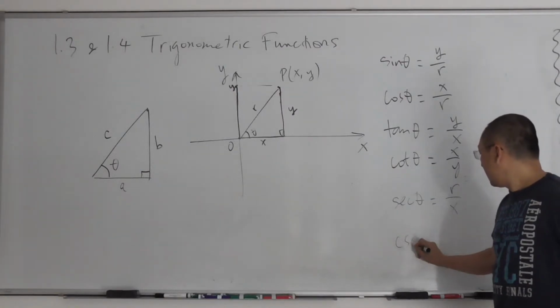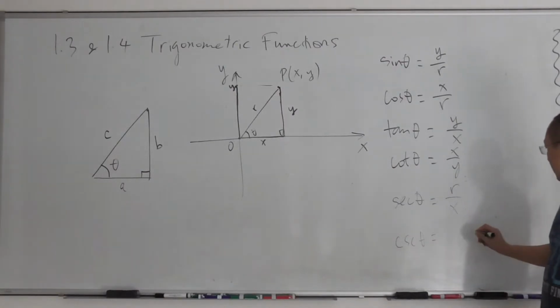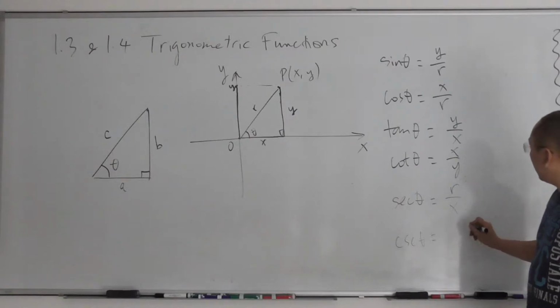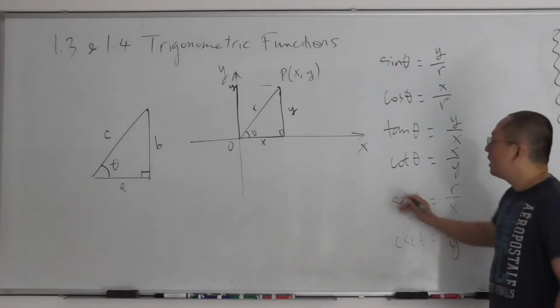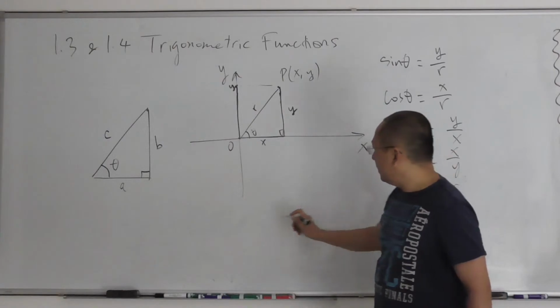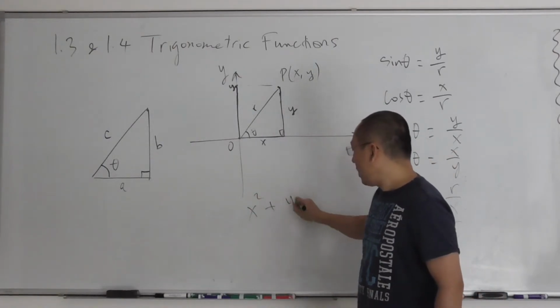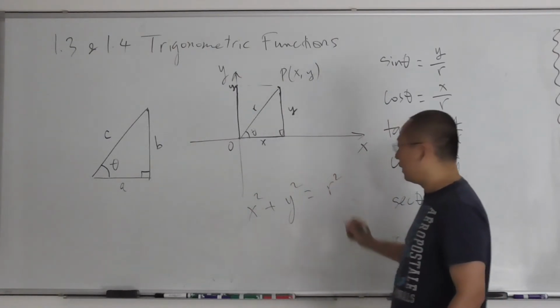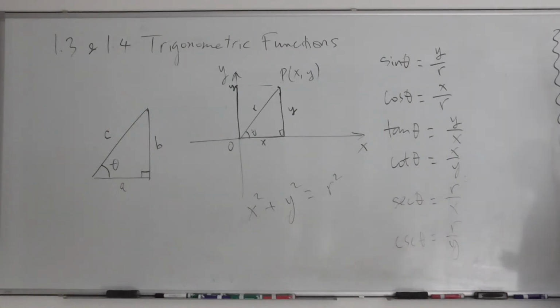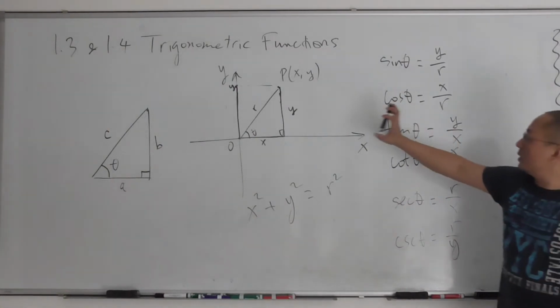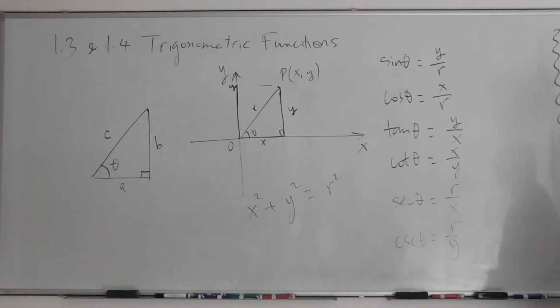And cosecant of theta is a reciprocal of sine, so r over y. And of course, the Pythagorean theorem also applied here. It means x squared plus y squared is also equal to r squared. Okay?